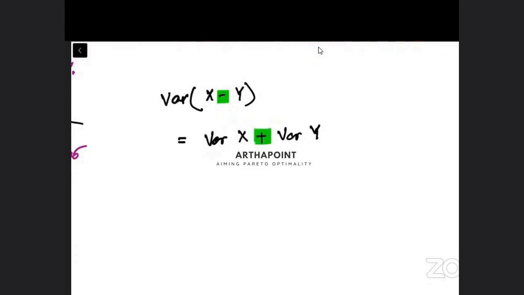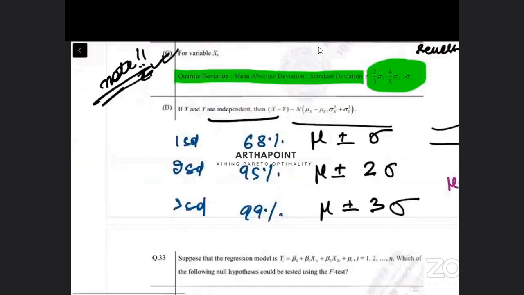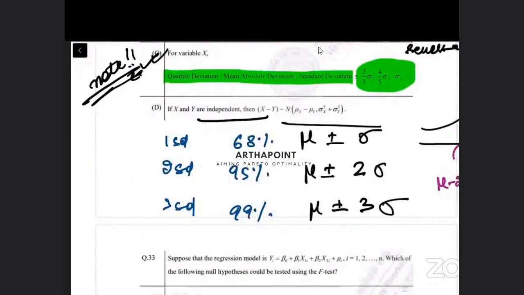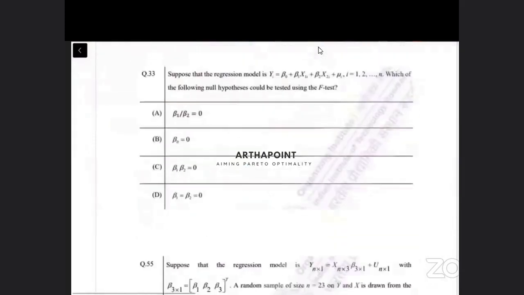How can you remember this? Remember this formula. A minus B whole square is A square plus B square minus 2AB. So A square or B square में plus sign ही आता है always. These are the variances. इनके बीच में हमेशा you will have a plus sign. So if you notice here, this has a plus sign between the variances. Mean has a minus sign. This is absolutely correct. So X minus Y is normally distributed with mean getting subtracted, but variance will always be added. Okay. Now come to the next question.